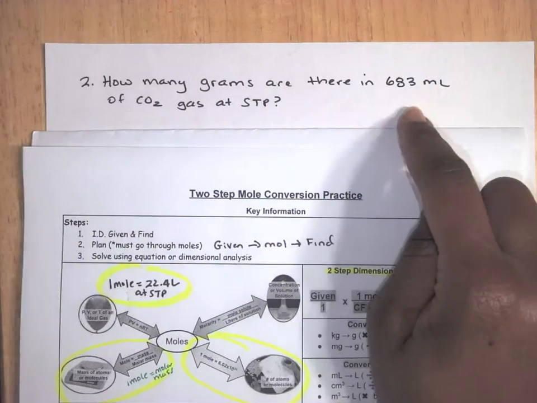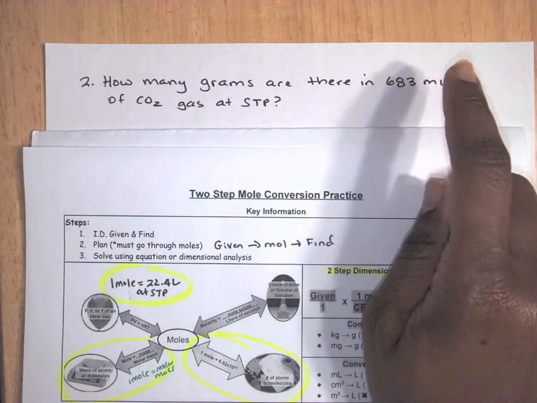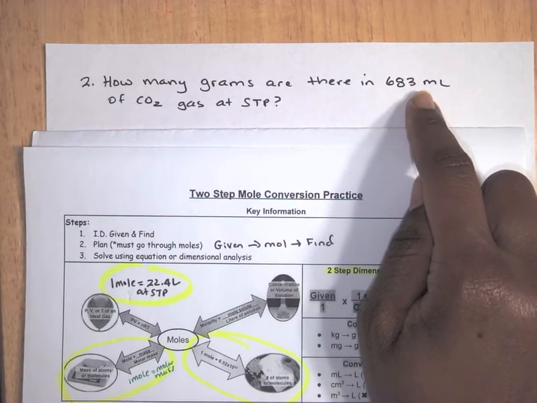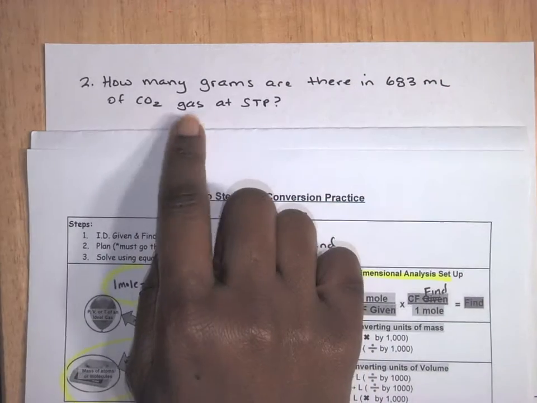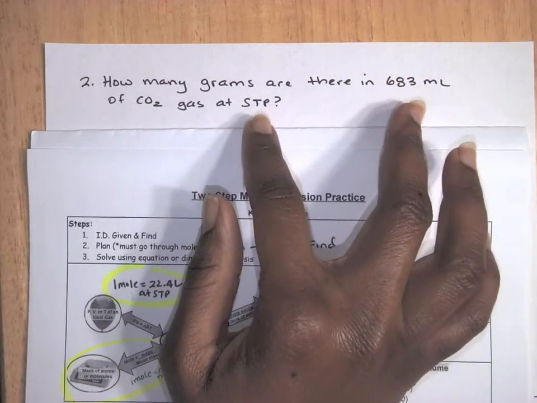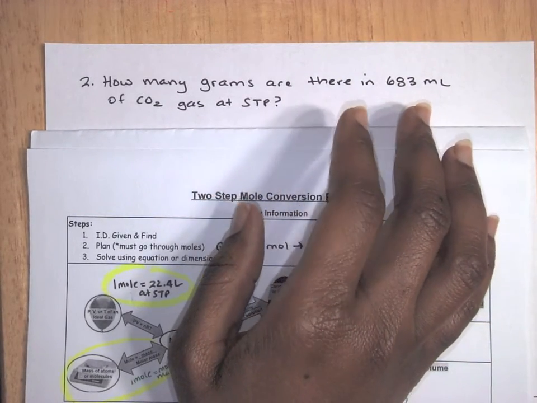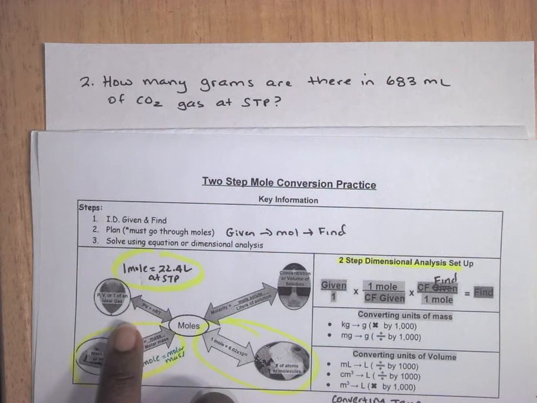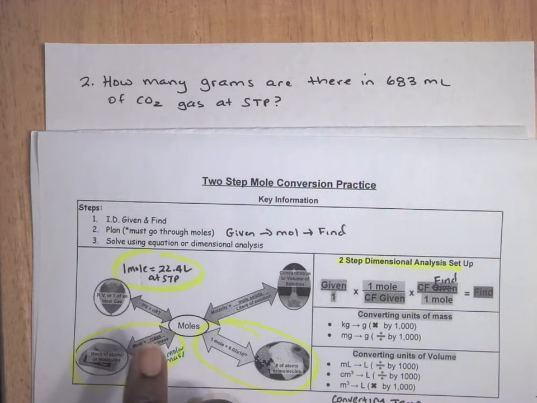So I'm given the volume in milliliters. Remember, units for volume are liters or milliliters. So this is volume. They're telling me it's a gas, and it's at STP. So in terms of the information that I'm given, I'm starting over here with some gas information. I have the volume, and I know it's at standard temperature and pressure.